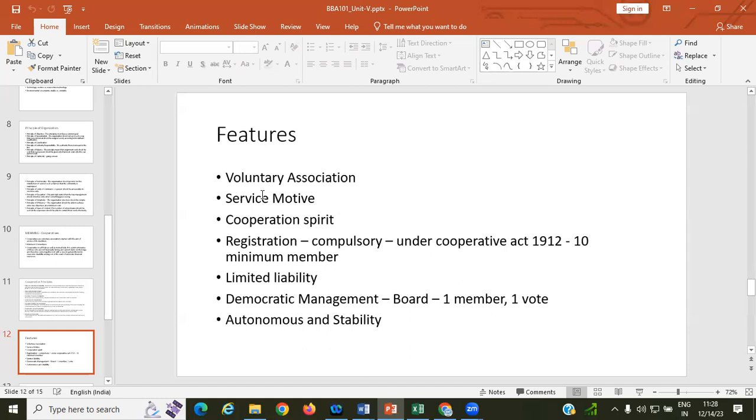We'll continue this. We'll read the advantages and disadvantages, the merits and demerits of cooperative society. We'll take a quick break here, then we'll join in the same link. We'll read the advantages and disadvantages of cooperative society.